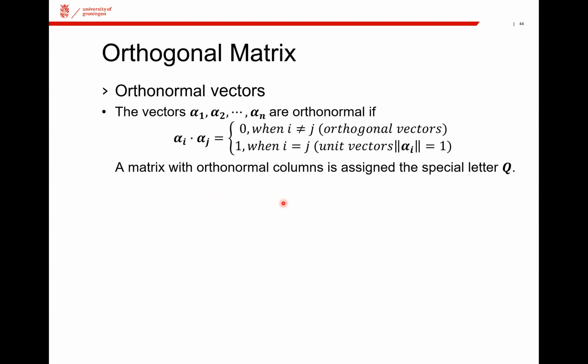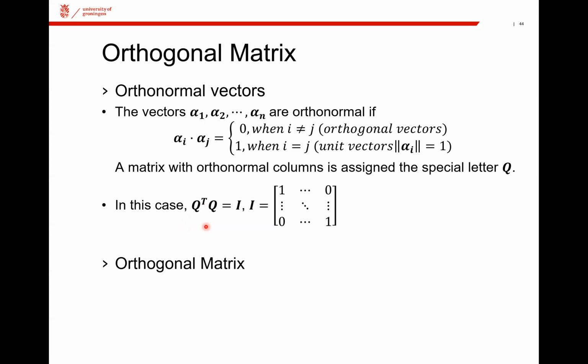A matrix with orthonormal columns is assigned the special letter Q. We will use this later. And in this case, the transpose matrix of Q times Q will be the matrix I, and I here is this matrix, only the diagonal. So all the elements on the diagonal line will be 1, and other elements will all be 0. So basically, elements in this triangle and this triangle will be 0, and elements on this line will be 1. And this is from basically this. From this we can calculate this.